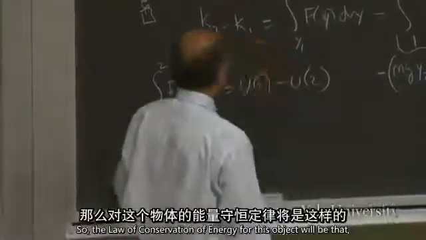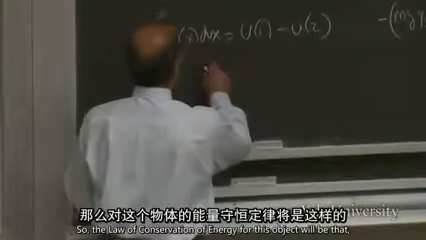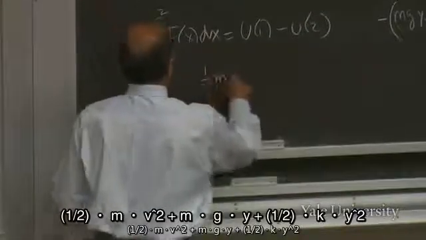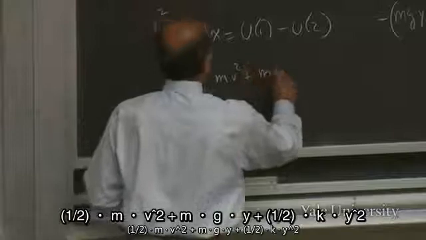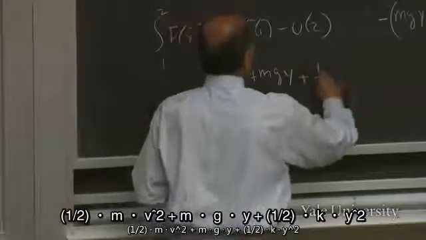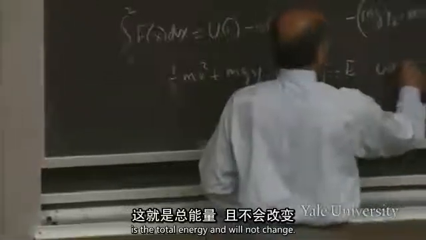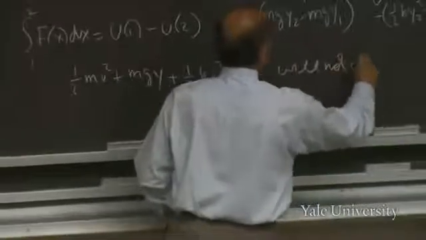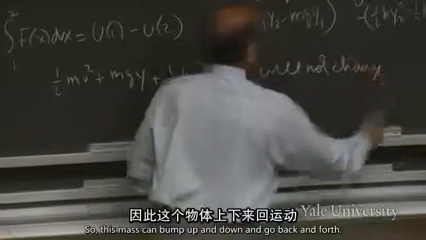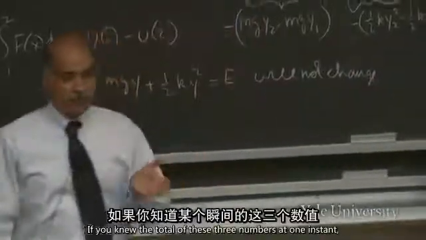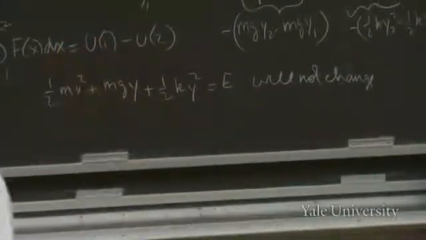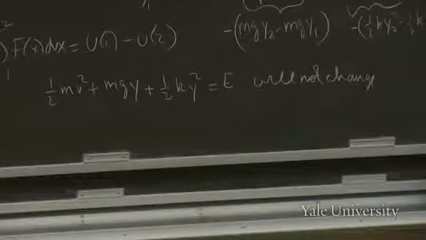So the law of conservation of energy for this object will be that 1/2 mv squared plus mgy plus 1/2 ky squared is the total energy and will not change. So this mass can bump up and down and go back and forth. If you knew the total of these three numbers at one instant, you know the value at any other instant.